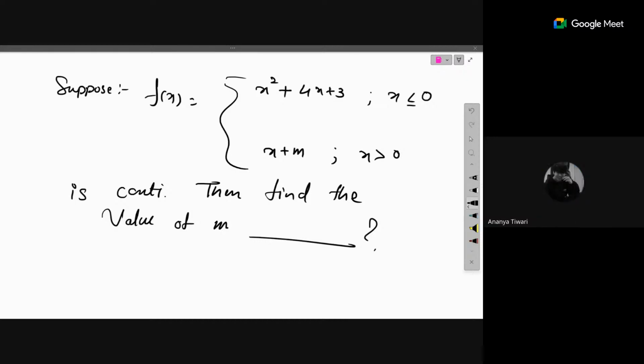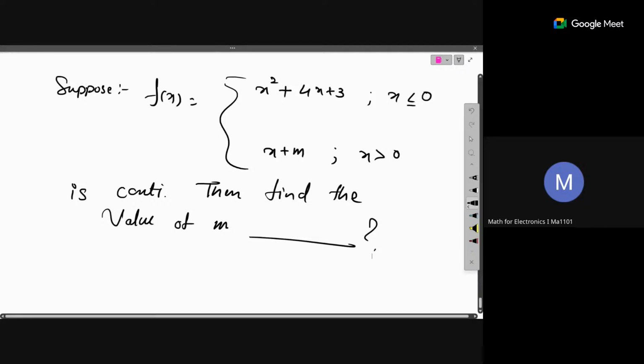Three. Yeah, correct. What about others? Correct. The answer is 3 because it's quite easy.